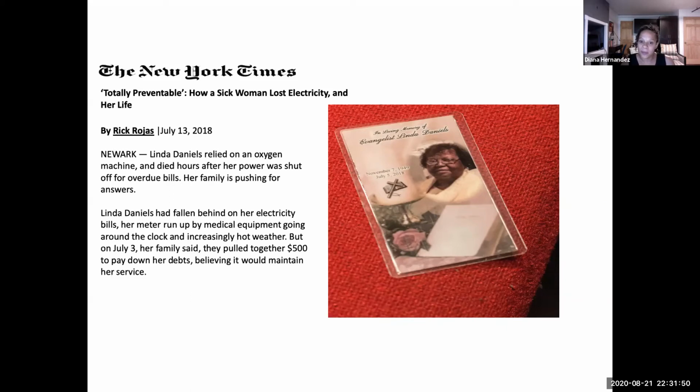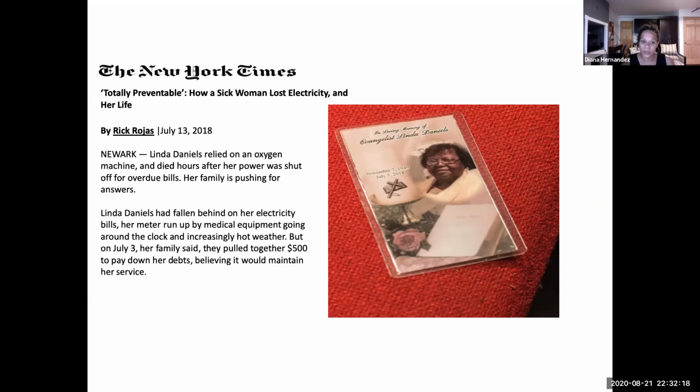And it was the summer months. The temperature was just below 95 degrees. So just to give some context, in New Jersey, the utilities are unable to cut someone's utility services off if they have a medical condition, and also when the outside temperature is 95 degrees or higher in the summertime.